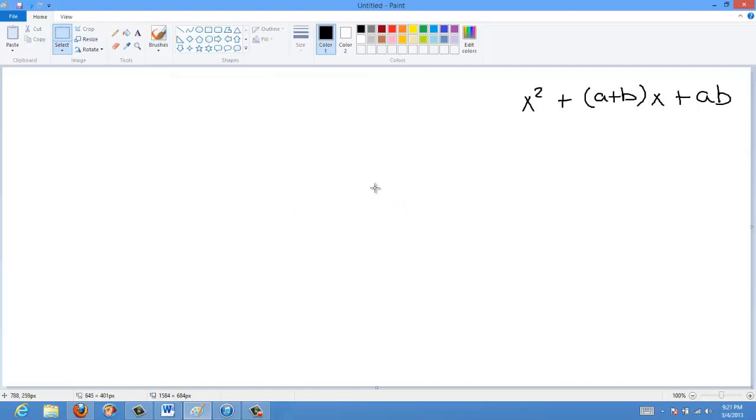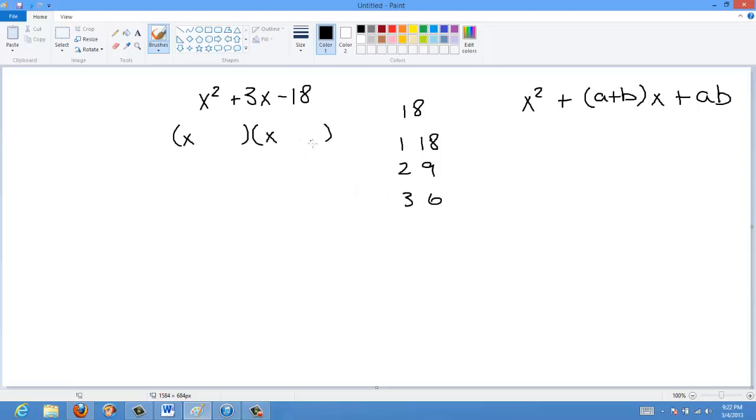Okay, let's go to a little bit more complicated problem here. We're going to go to something like x squared plus 3x minus 18. Now it's a little more complicated because we have a negative number here, but it's really just the same. We start off again by starting our binomials, so we got x and x, and then I'm going to list the factors of 18 again. So I got 1 times 18, 2 times 9, 3 times 6, and that's it.